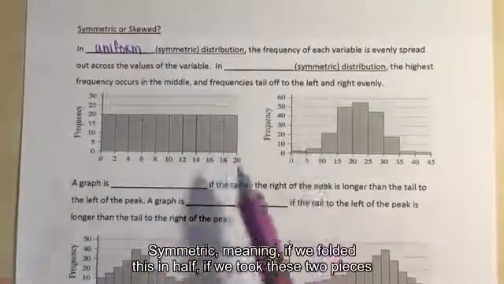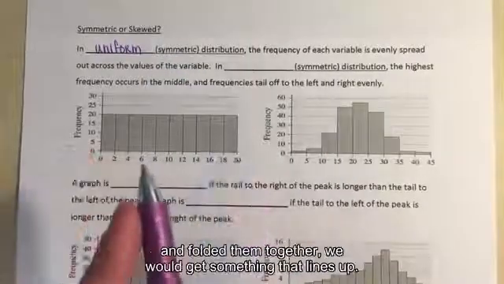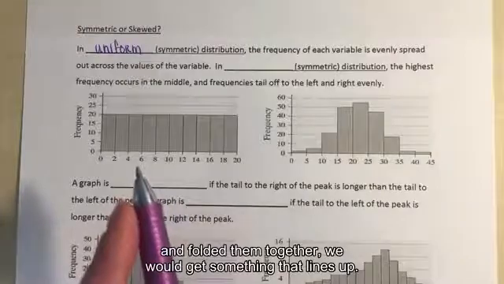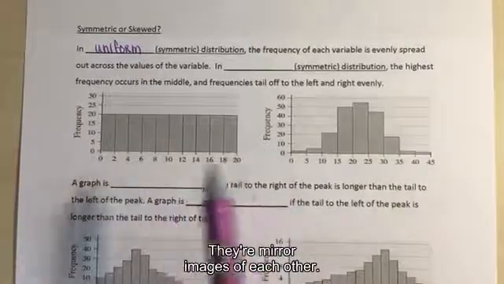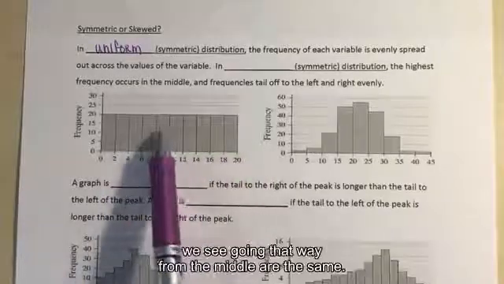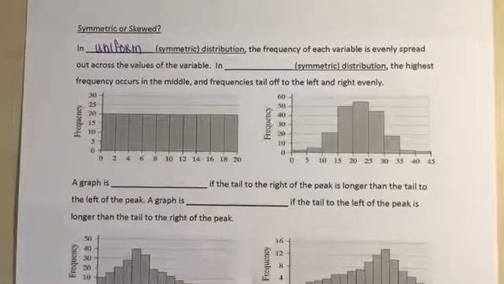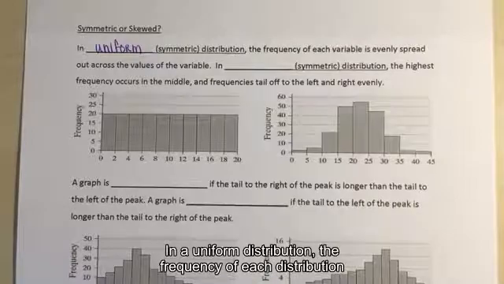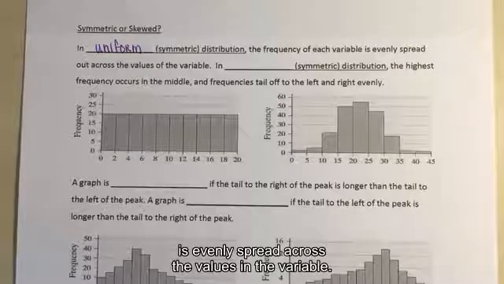Symmetric meaning if we folded this in half, if we took these two pieces and folded them together, we would get something that lines up. They're mirror images of each other. If we split it down the middle, what we see going this way and what we see going that way from the middle are the same. So in a uniform distribution, the frequency of each value is evenly spread across the values in the variable.